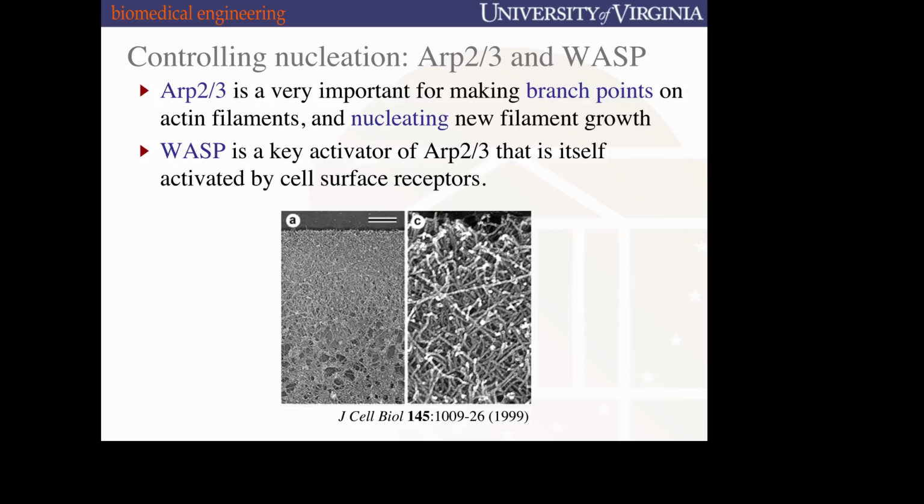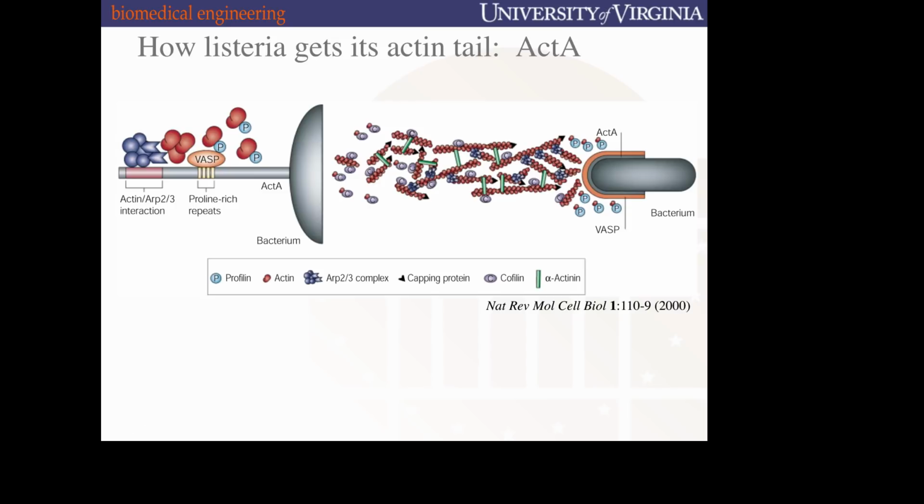Here are some SEM images trying to pictorially demonstrate the fact that we don't have several pointy filaments that are protruding up against the membrane, but rather this highly complex, web-like, almost mesh-like structure. And again, this is initiated through ARP23 and WASP. Okay, so this gets us all the way back to how listeria gets its actin tail.